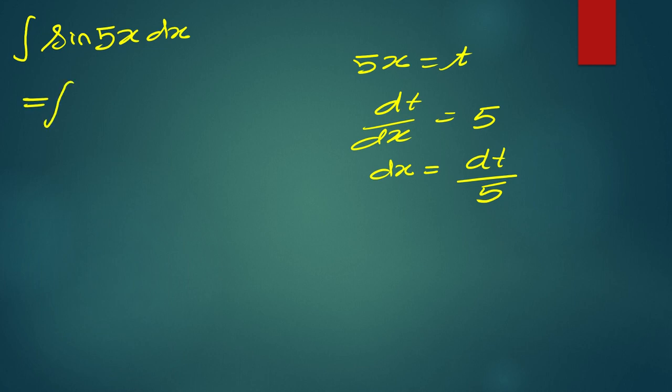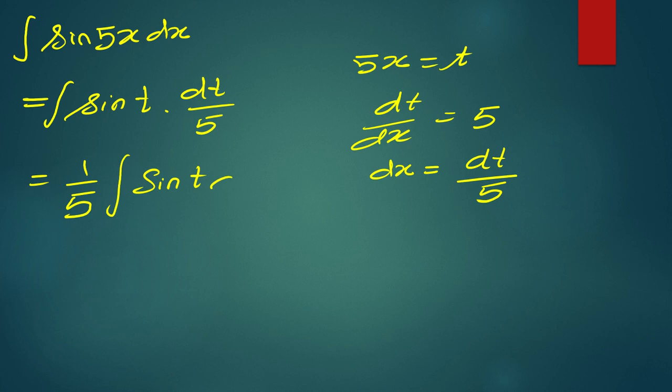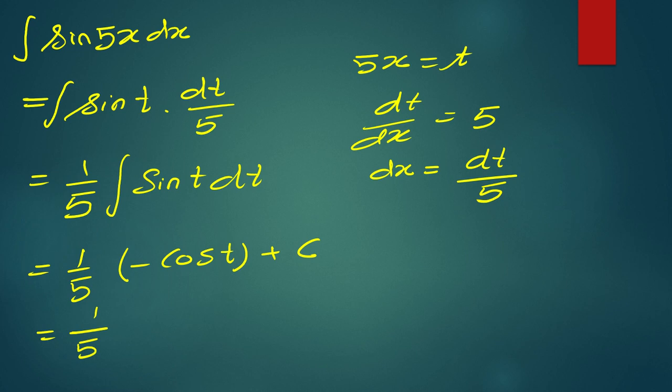Now change the integration. What we have assumed here is 5x as t, and dx will be equal to dt over 5. Now you see this 5 is a constant, so 1 upon 5 will go out of the integration, and inside the integration you will have only sine t dt. So this will be 1 upon 5 times minus cos t plus c, and put the value of t, so this will be 1 over 5 times minus cos 5x plus c. Why is it important to put the value back in terms of x? Because the question was given in x, it was not given in t. So like this we can solve the question by substitution.